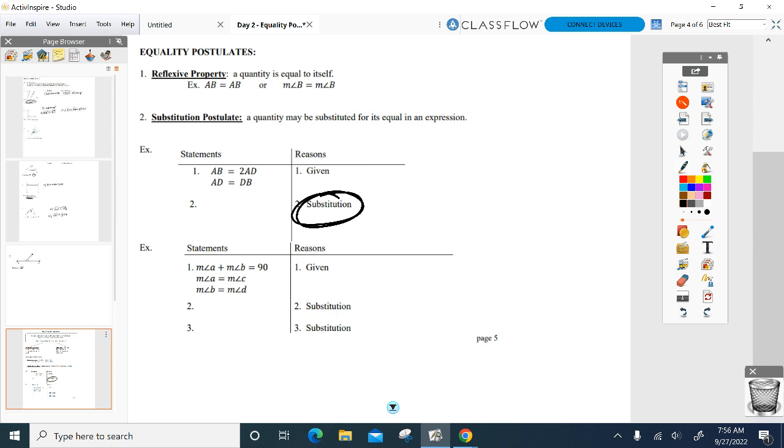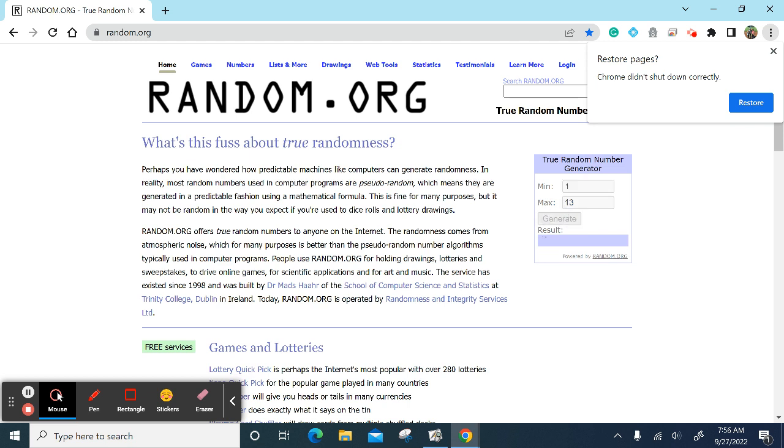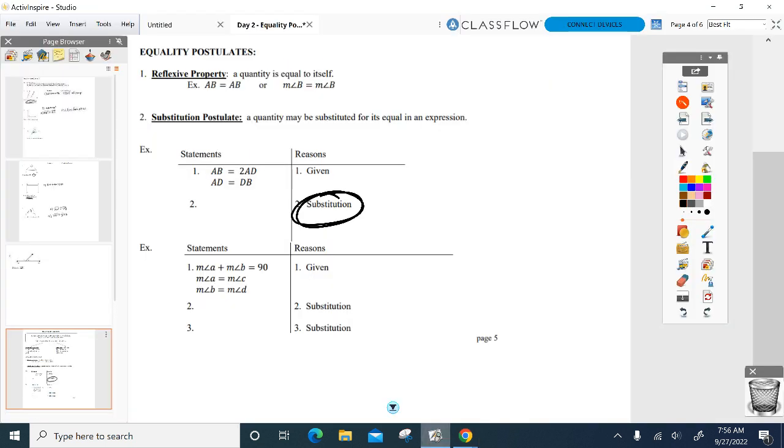What's AD equal to? What is AD equal to? This is going to be painful for some. What is AD equal to? DB. So that means anywhere I see AD, what can I plug in and replace it with?